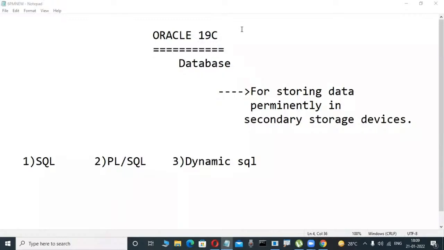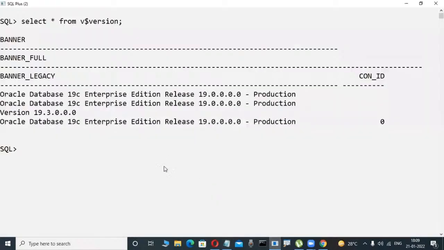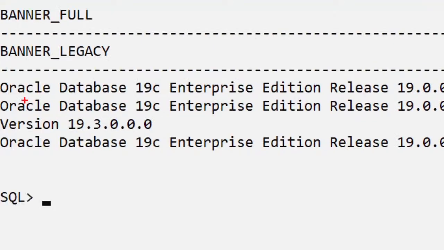Actually, if anybody did not attend yesterday's class also, not a problem. Just observe what I am telling you. Yesterday I told a small concept: Oracle is a product from Oracle Corporation. But what type of product is it? A database product. The version we are learning in our course is 19C, a version of this DB product.